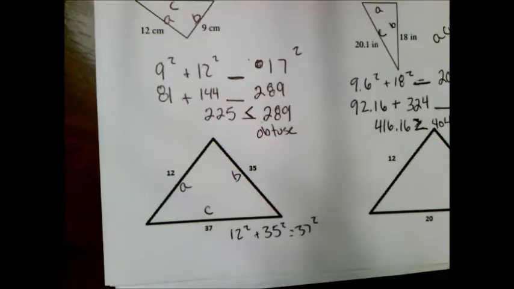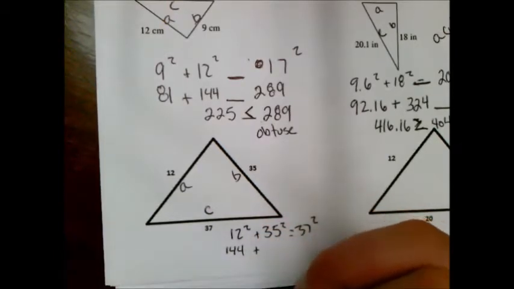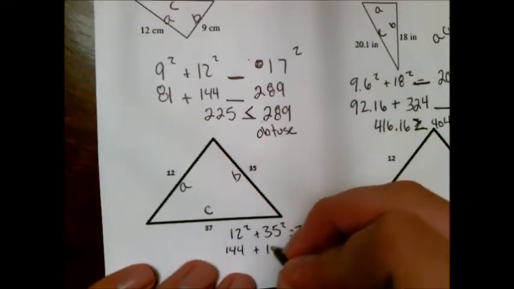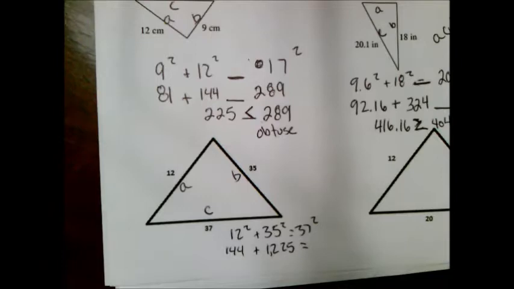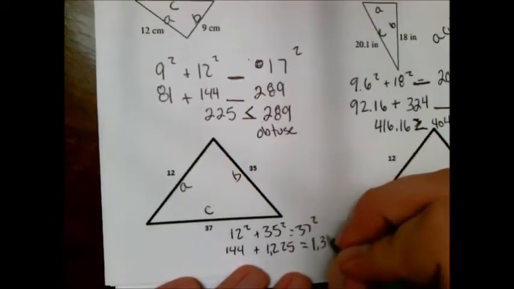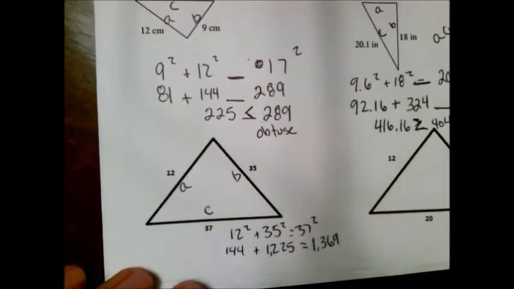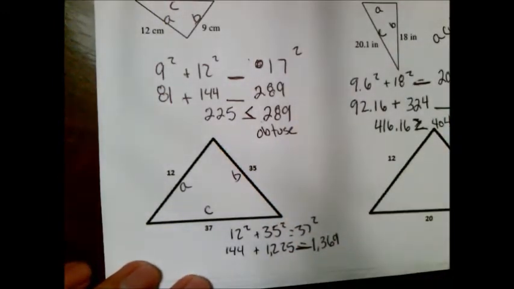So 12 times 12 is 144 plus 35 times 35, 1225 equals 37 times 37, 1,369. Actually, this shouldn't be an equal sign. I keep forgetting that. I'm sorry. So there should be, we don't know what that is yet.